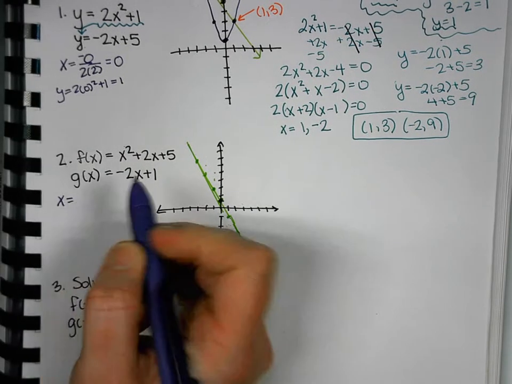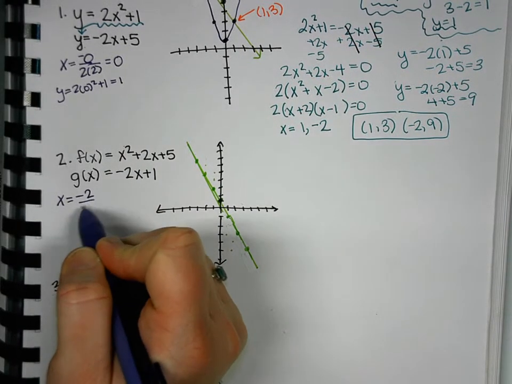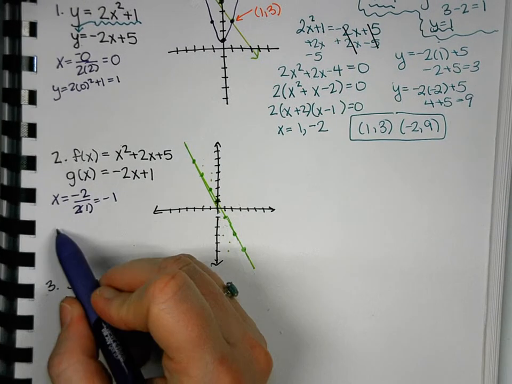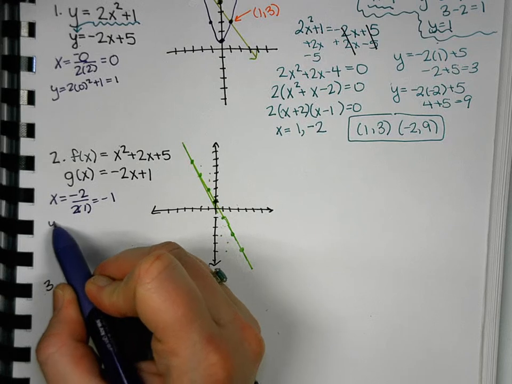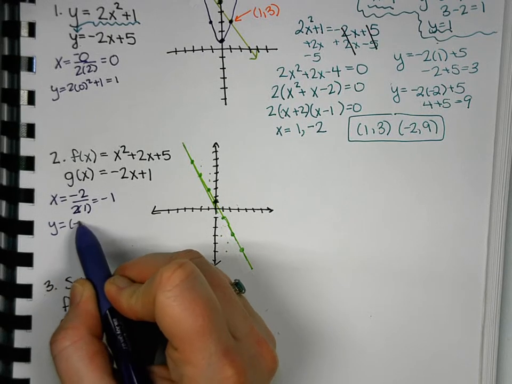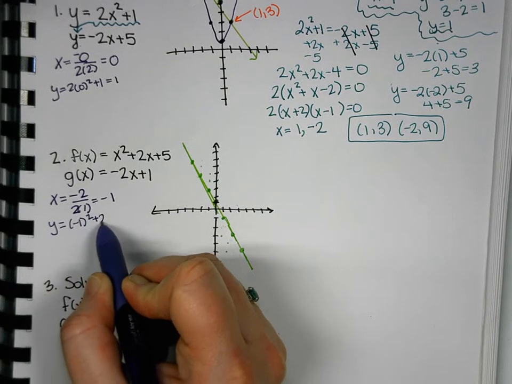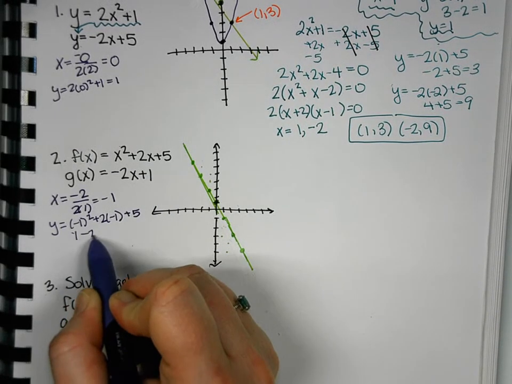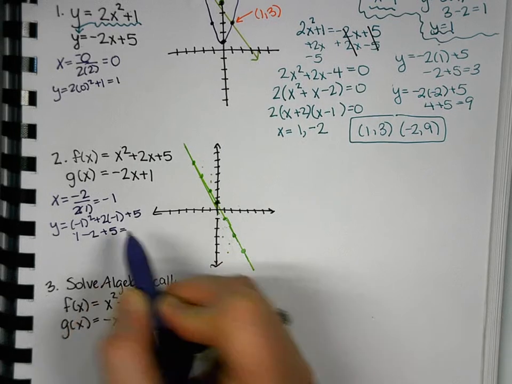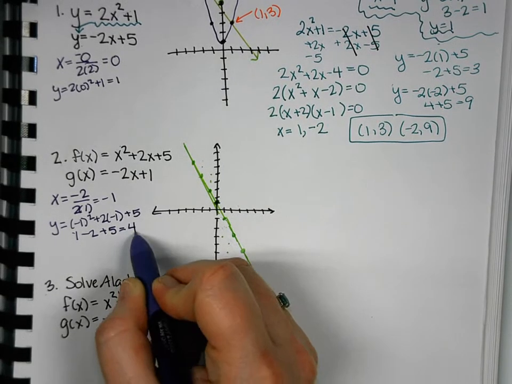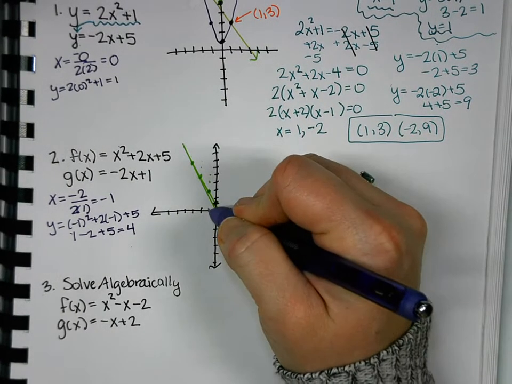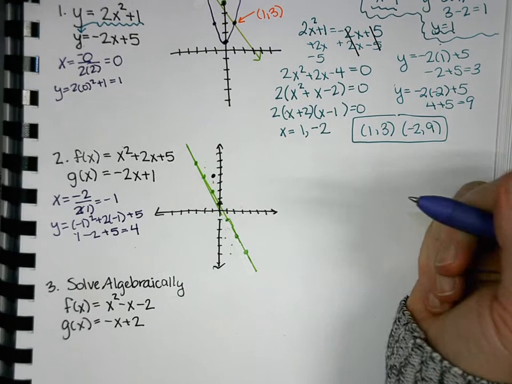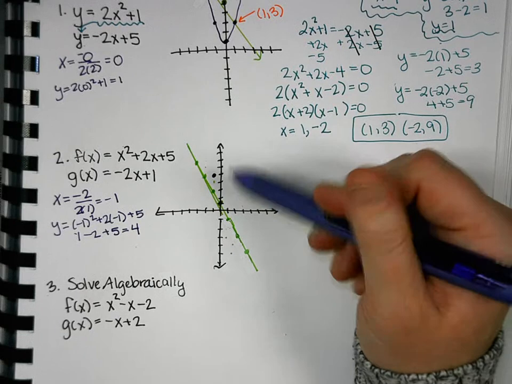So negative b over 2a gives us negative 1. And so then our y value would be negative 1 squared plus 2 times negative 1 plus 5. So 1 minus 2 plus 5. That would be 4. So negative 1, 1, 2, 3, 4. There's our vertex. Do we know what our y-intercept is?